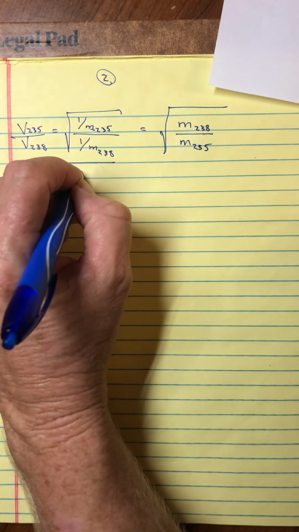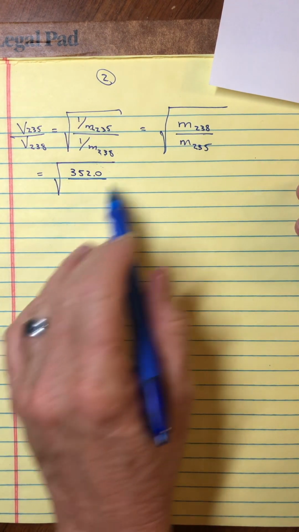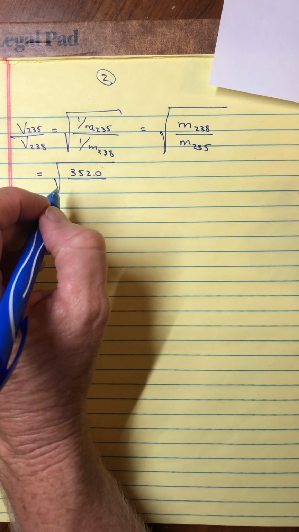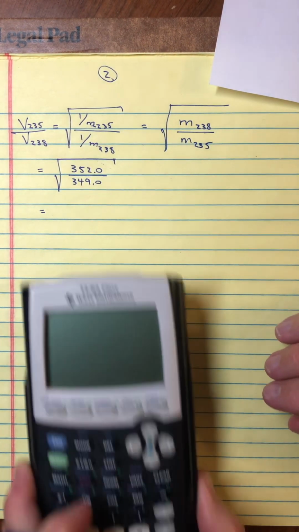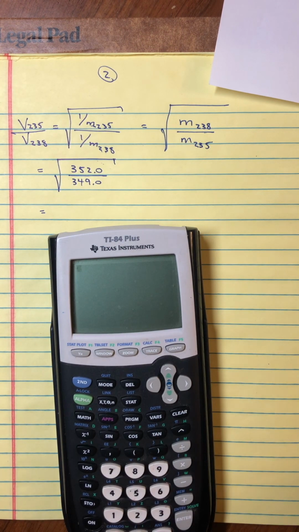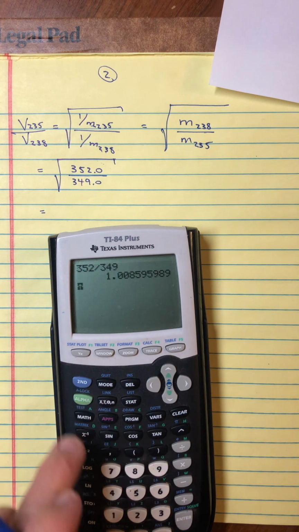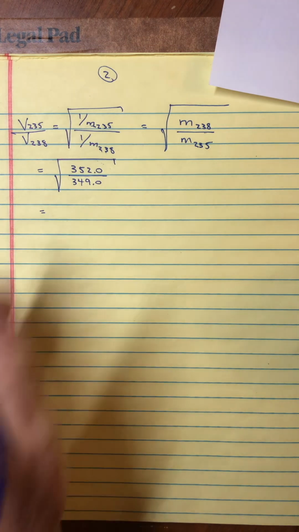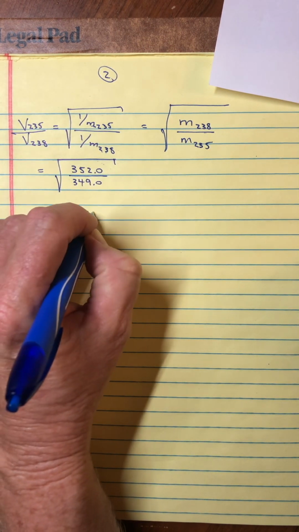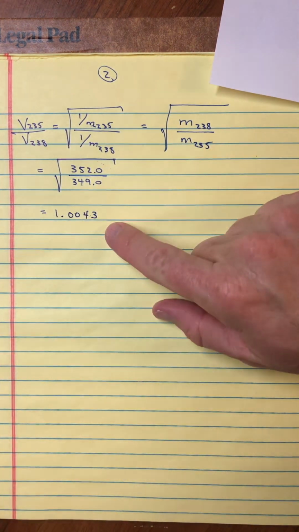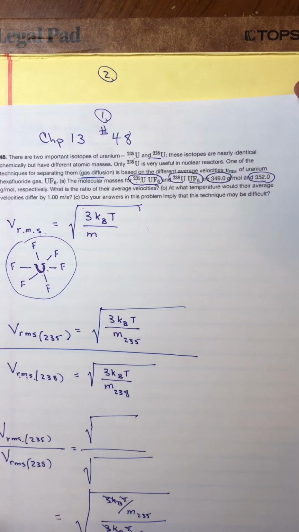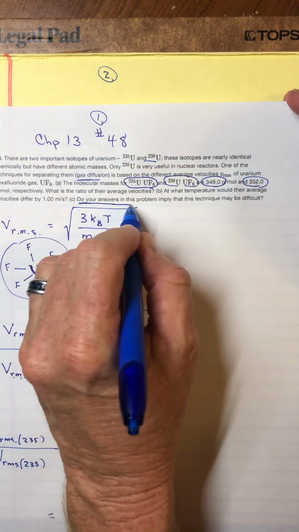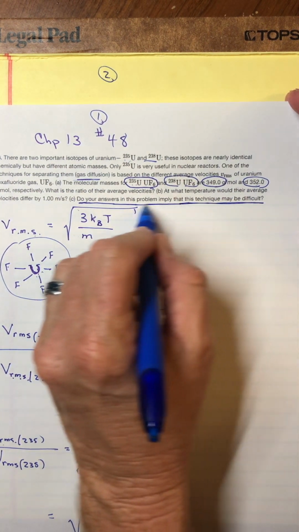And so this ratio becomes, and now I can come back to the question, 238 is 352 grams per mole, and the mass of 235 is 349 grams per mole. And so I finally get the answer to A, which is this ratio. So 352 divided by 349, and taking its square root is 1.0043. I'll just stop there, but it does match what I was saying, that this ratio is going to be greater than 1, but not by much. These barely go faster, which is why I keep emphasizing that, because part C says, do your answers in this problem imply that this technique may be very difficult? And yes.